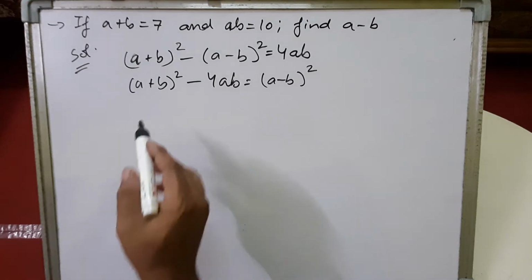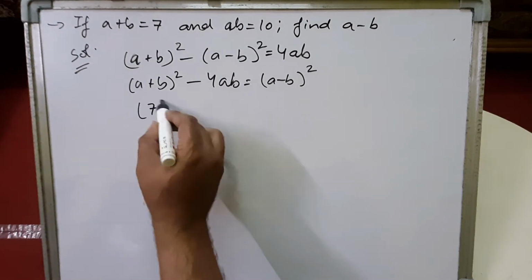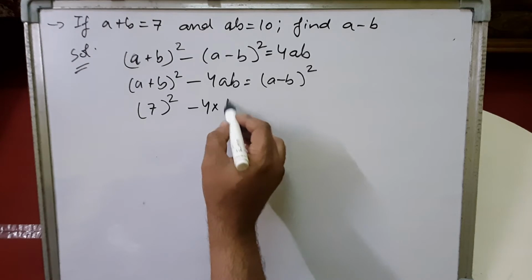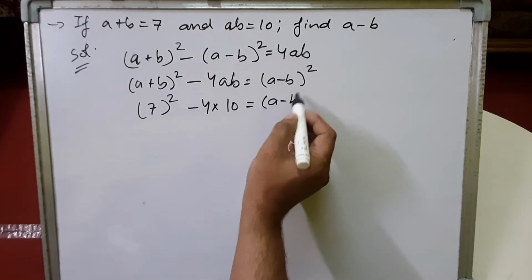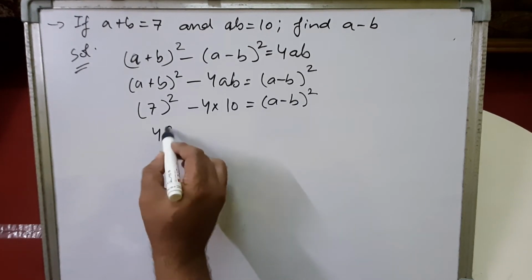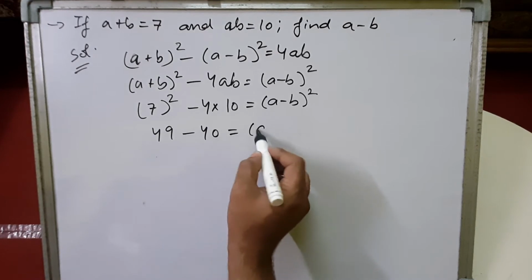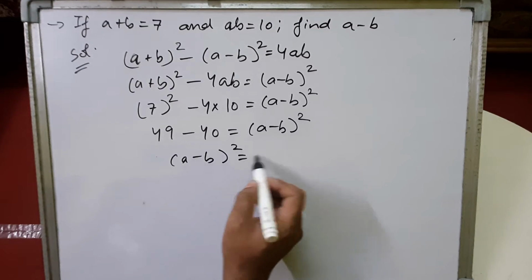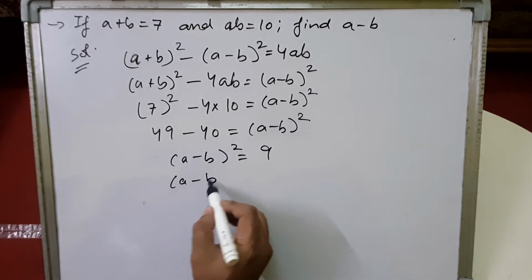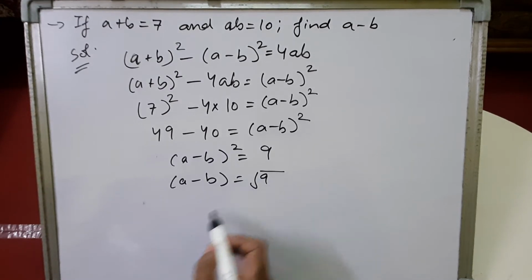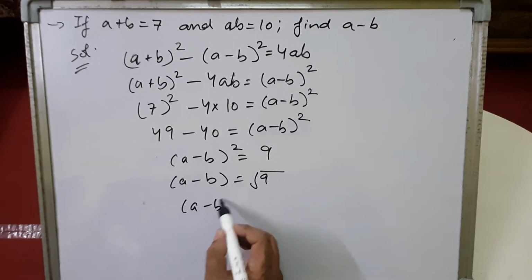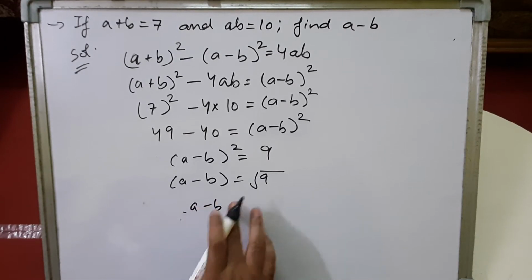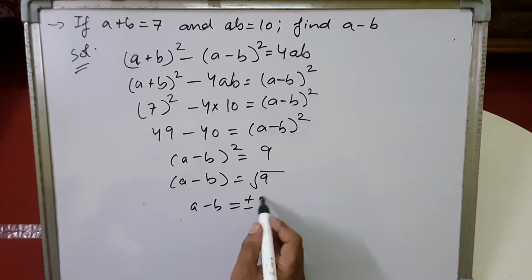Alright, so what we'll do, we'll substitute the values now. The value of a plus b is 7, the ab value is 10, and we want a minus b to the whole square. So 7 square is 49 minus 40, gives a minus b to the whole square. So the value of a minus b to the whole square we have calculated as 9. Taking the square root on both sides, it will be under root 9. So from here we can say that the value of a minus b is plus minus 3. Alright children, note down please.